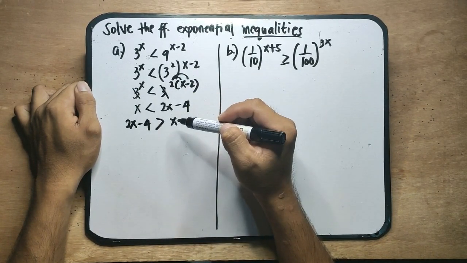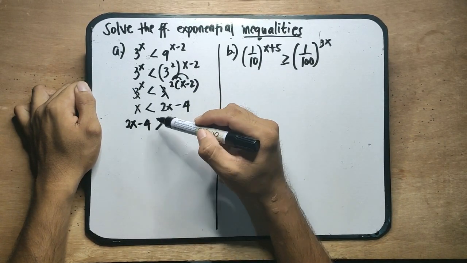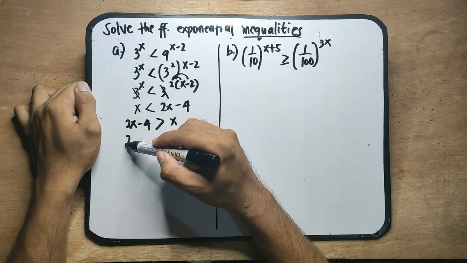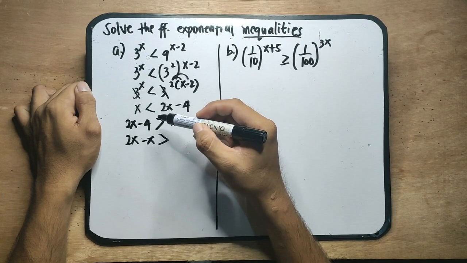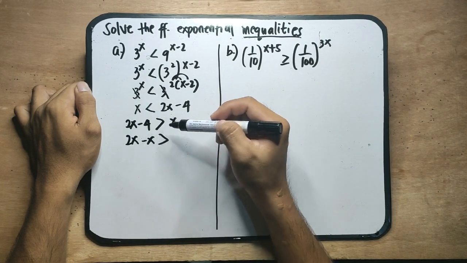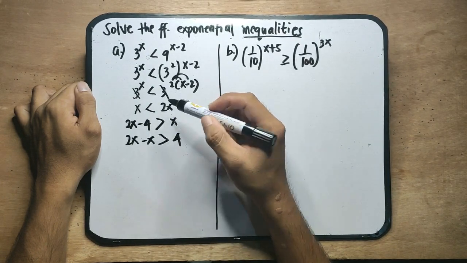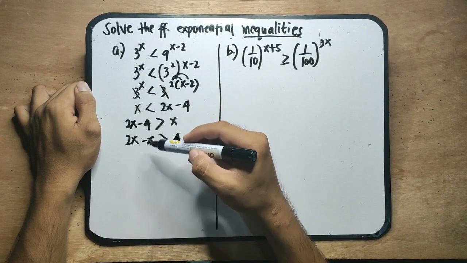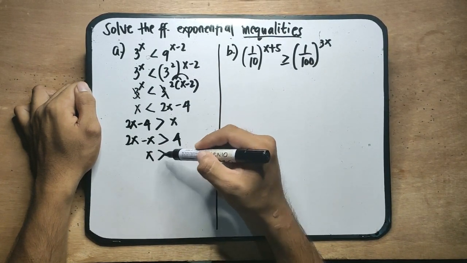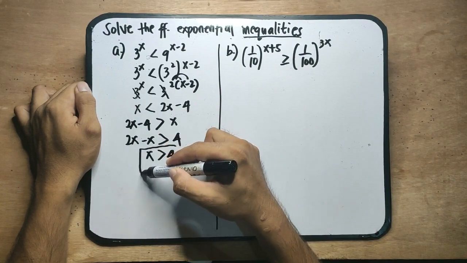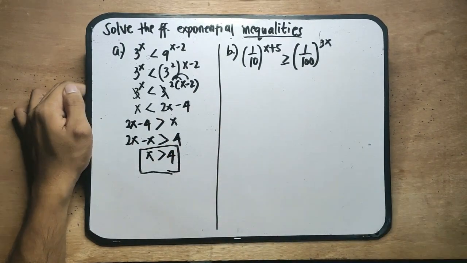Pagsamahin lahat ng may x sa left hand side ng ating inequality symbol, so transposing positive x, it will become negative x. It's greater than. Transposing negative 4 going to the right, it will become positive 4. So 2 minus 1 is x. So our answer will be x is greater than 4. So this is our answer.